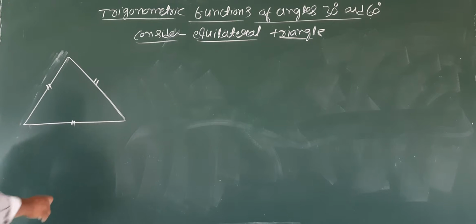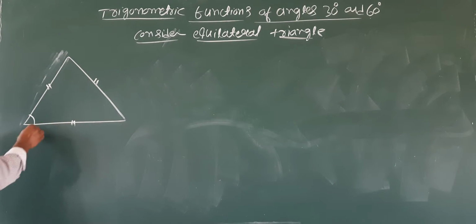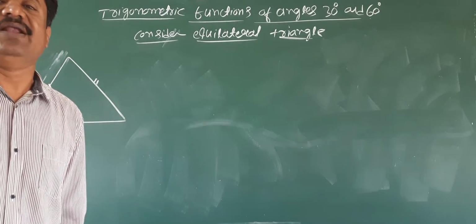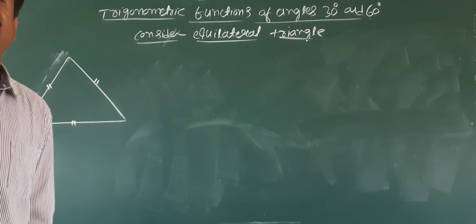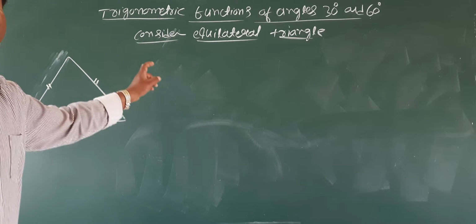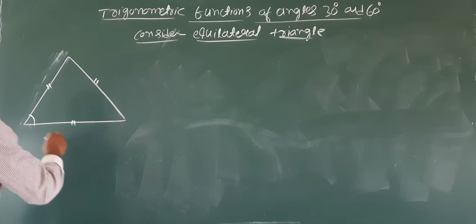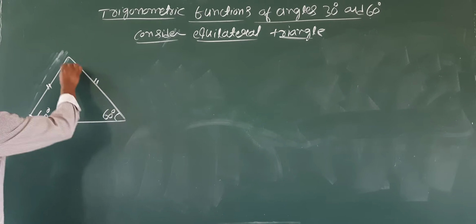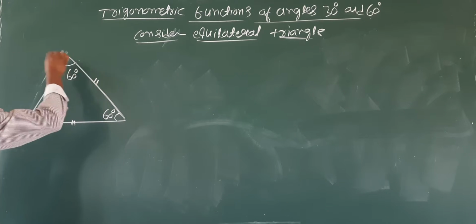All sides are equal. What is the measure of each angle? All angles are also equal. Measure of each angle should be 60. 60 plus 60 plus 60 is 180. So right, 60 degree. This one is 60 degree. This one is 60 degree.